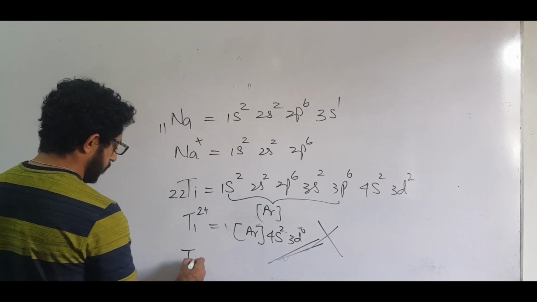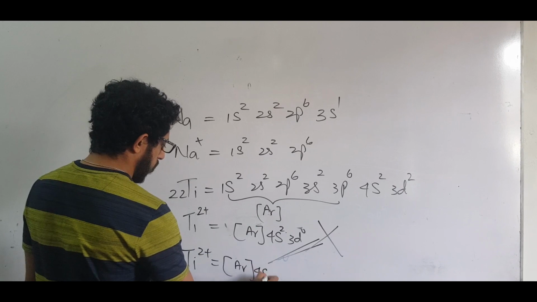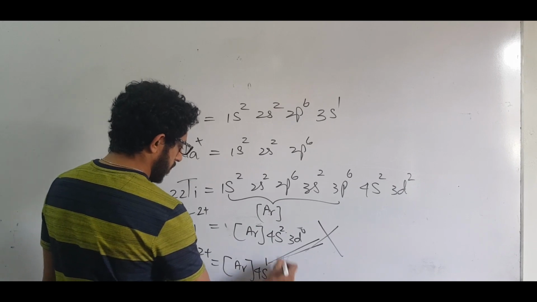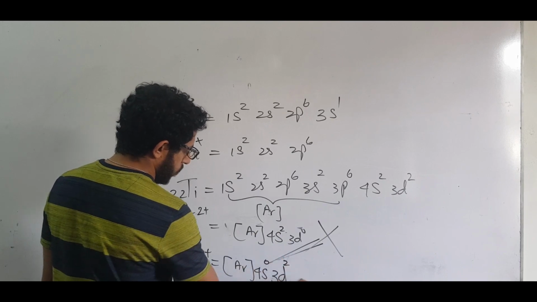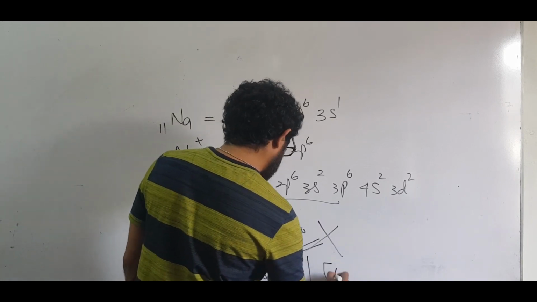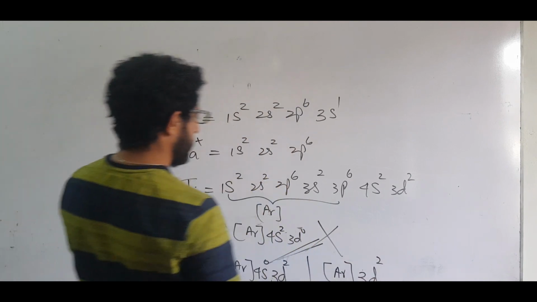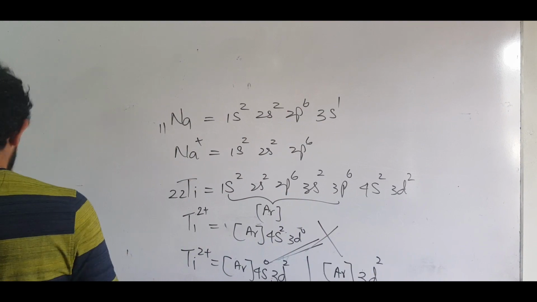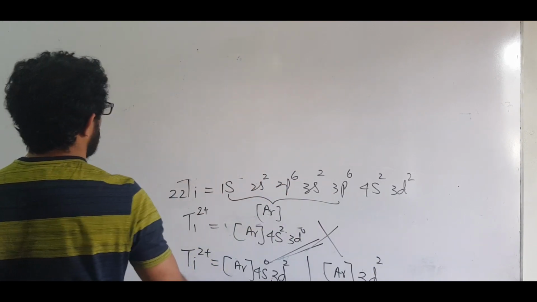So, titanium 2 plus would be argon 4s0 3d2. No need to write 4s0, we can write it as argon 3d2 like that. Okay. So, we will write another one. Positive ions are the ones you actually have to work out.